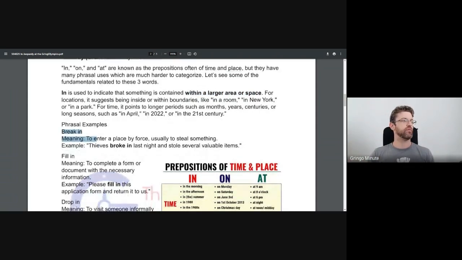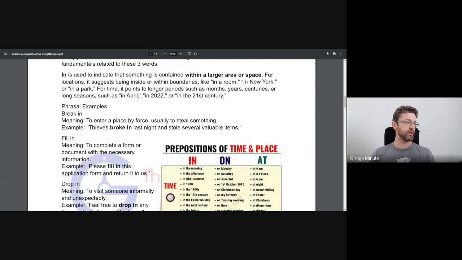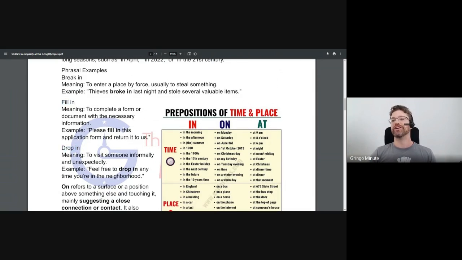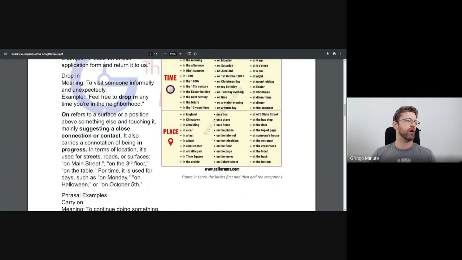Break in. So they steal something from a store, they were outside, then they go in the store. Fill in. You have an open space, you fill it in. Drop in. When your in-laws appear without letting you know in your life. Now, I'm going to come back to on.